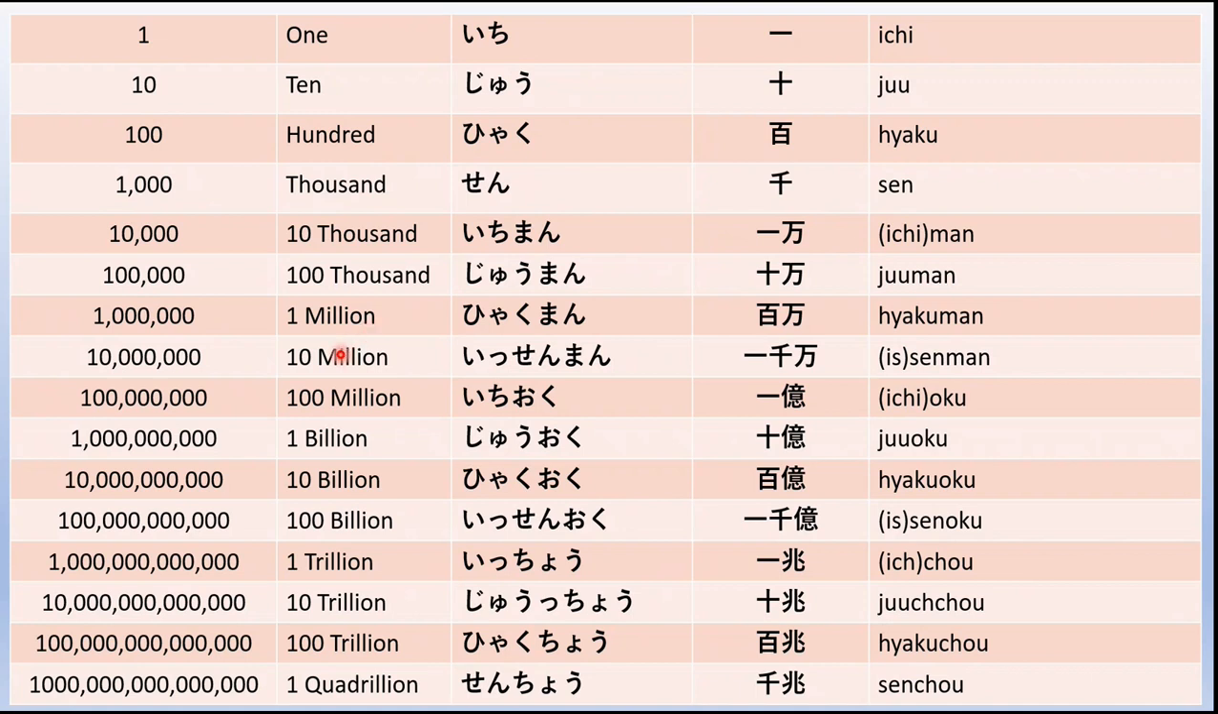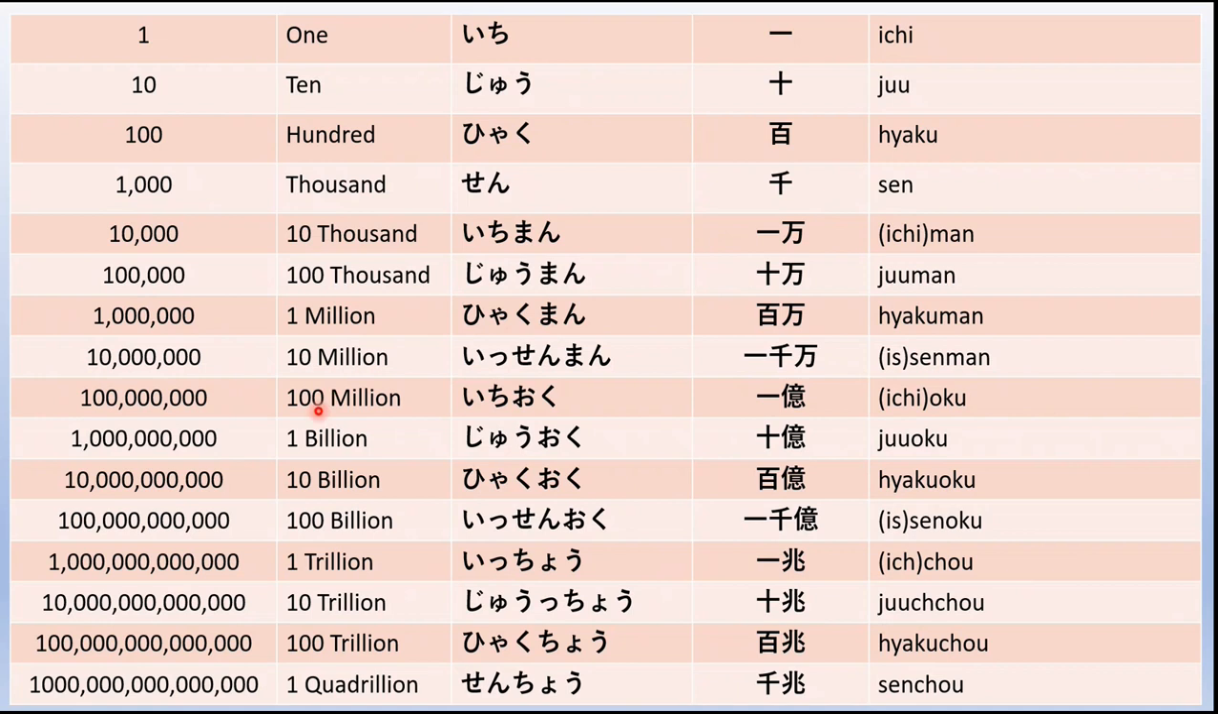Then we have 10 million, which is Isenman, that is 1000 times of 10,000. The unit is sen man since the number is 10 million, so it is Isenman. If it is 20 million, then it will be Nisenman. If it is 30 million, then it will be Sansenman. Likewise, it will keep increasing with the increasing number.